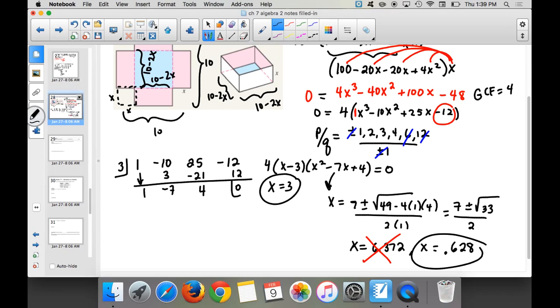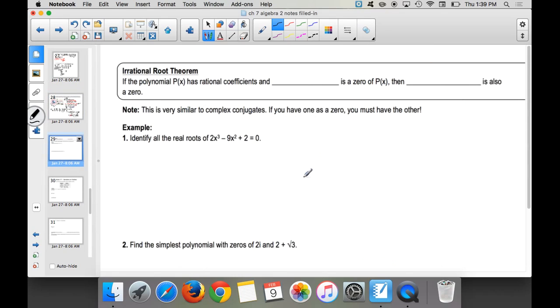Does this make sense? All right, and the last thing we have to talk about is the irrational root theorem. So it just says if we have a zero that is in the form a plus the square root of b, then you also have a solution that's in the form a minus the square root of b. And that comes from the quadratic formula.